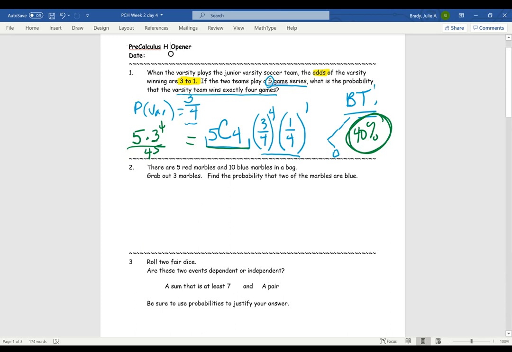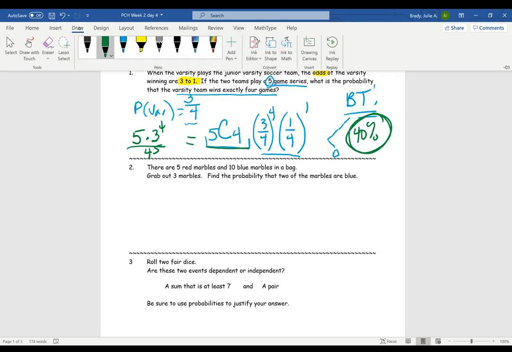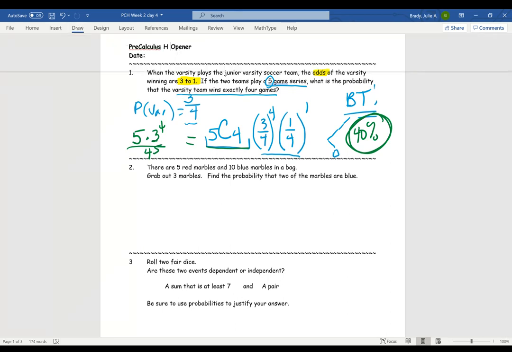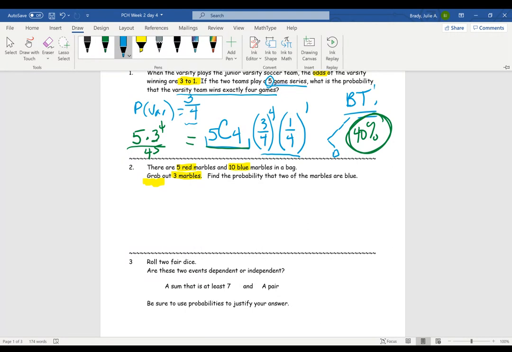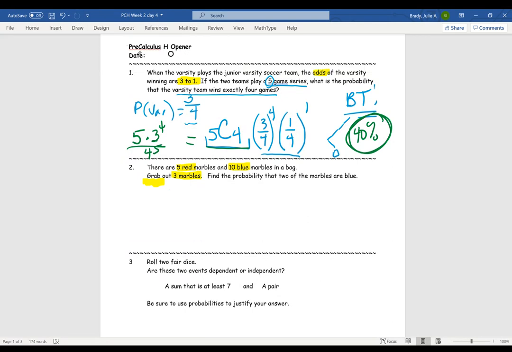All right, now let's look at the next one. There are 5 red, 10 blue. We're going to grab out 3 marbles. Even though they didn't say it, if you're going to grab them out, that means we didn't throw them back. This means this is without replacement. So we're grabbing marbles out, we're picking a subset. So you're like, oh, can't use binomial theorem. So let's see if we use combinations. We want 2 to be blue.